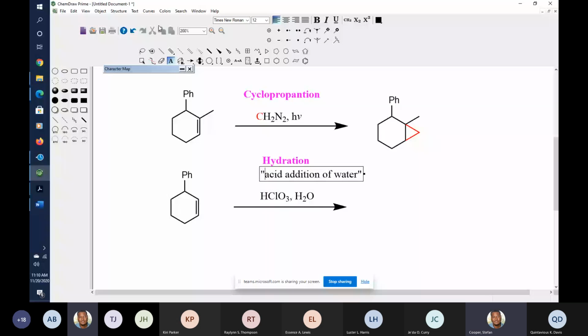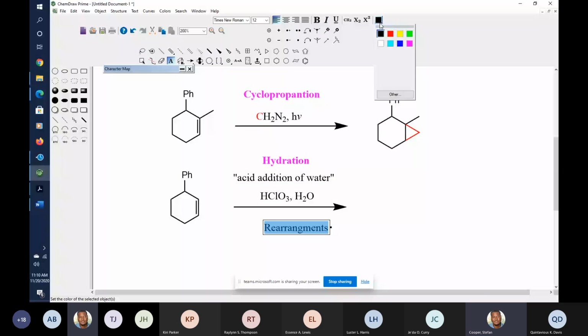What's important about this reaction? I'm going to put the detail below it. This happens with rearrangements. That means the intermediate here is going to have a carbocation. If you want to look into that detail, take a look at the video.